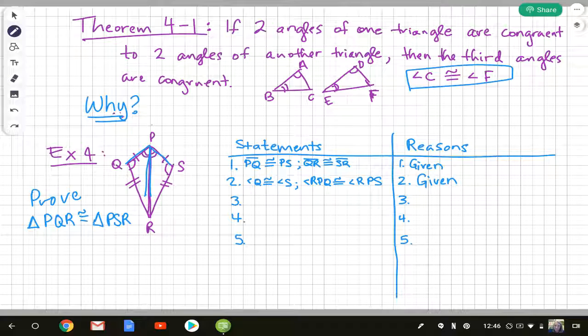Now remember, right now we have to show all corresponding parts are congruent. So I've got two angles and two pairs of sides that are congruent. I need to get the other pair of sides and the other pair of angles. So let's start with sides first, since that was our first statement. We had PQ is congruent to PS. We had QR is congruent to SR. The only side we haven't talked about is PR, and that side happens to be in both triangles. So we will say that PR is congruent to itself. It's the third side in both triangles.